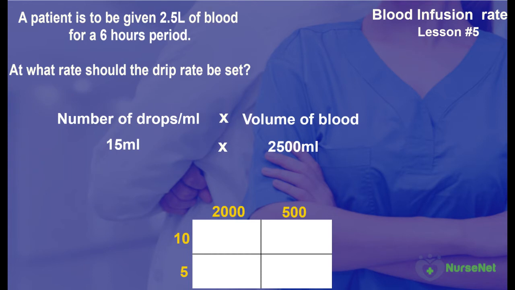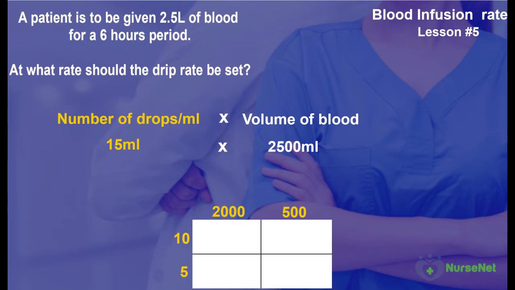Now, if we were calculating the total volume without the use of a calculator, we could use a simple grid method that we've employed in previous lessons. So let's place the numbers according to their place value. On the top, let's put 2000 and a 500 to represent our 2500 milliliters. On the side, let's put a 10 and a 5 to represent our 15 drops per milliliter.